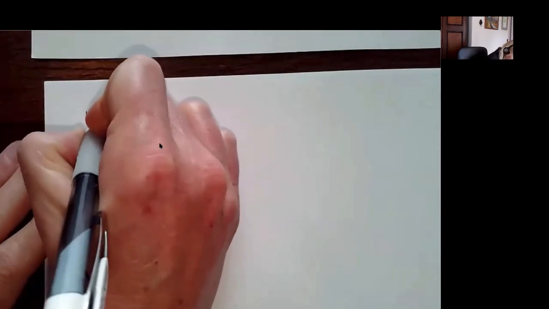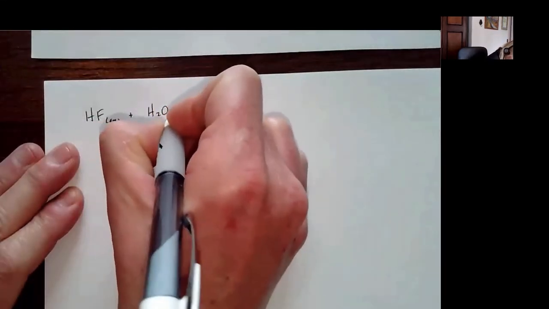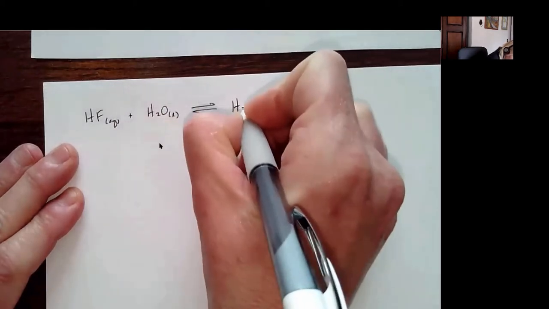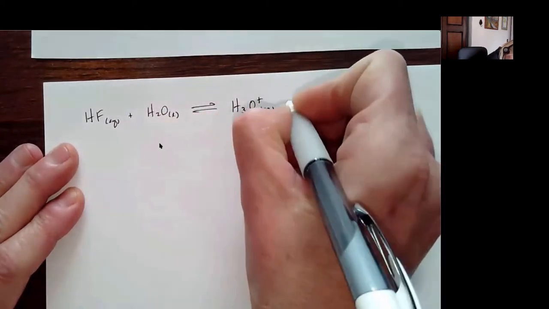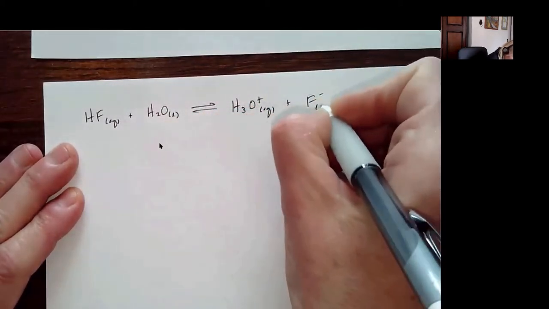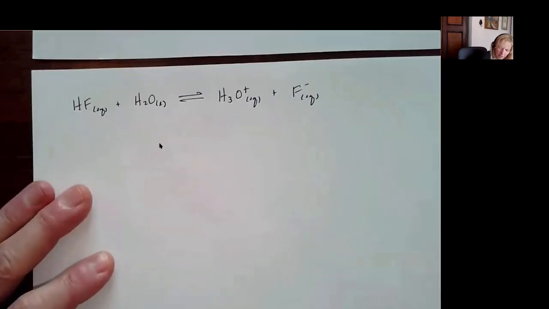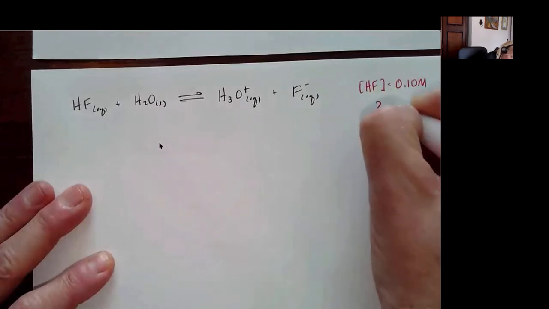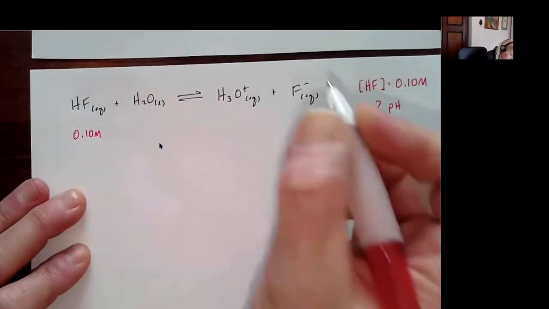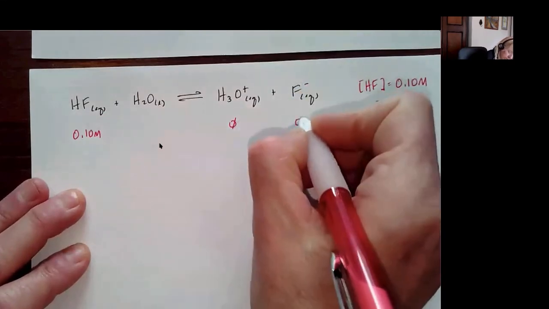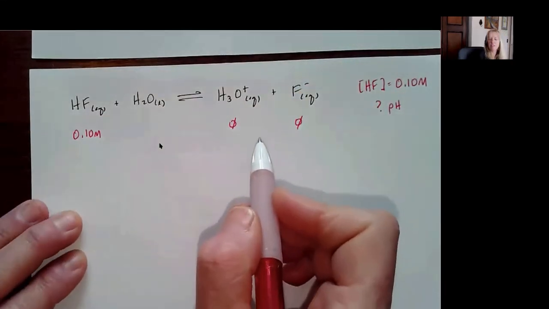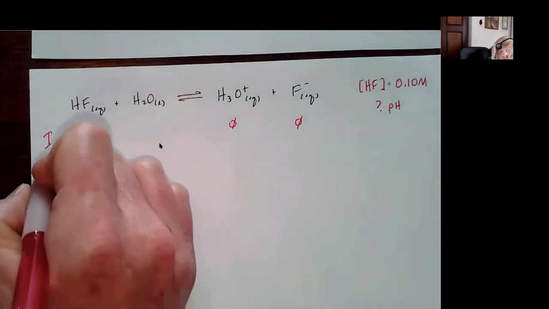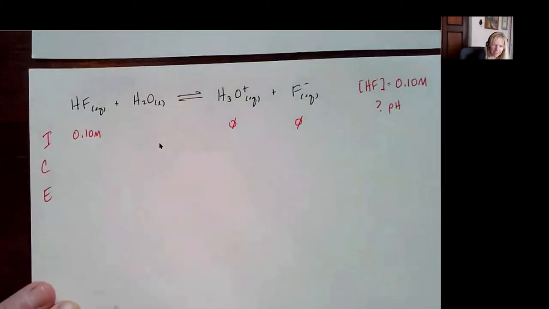So here is my equation. I have HF, and I'm just going to write water in here because I want to look at hydronium ion concentration, and this just allows me to balance that. And let's say I have an initial concentration of HF of 0.10 molar, and I want to know what is the pH of this. I'm going to assume that I'm starting with 0 of these because it hasn't disassociated yet. So this looks an awful lot like an ICE table scenario, which it is.